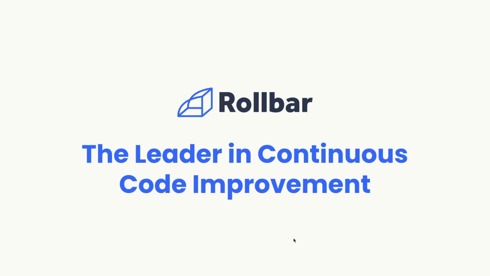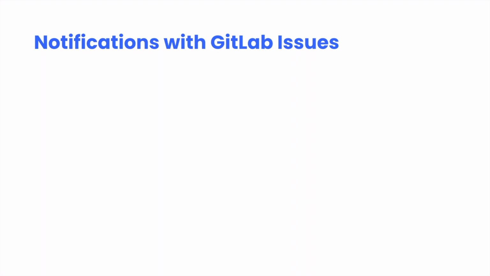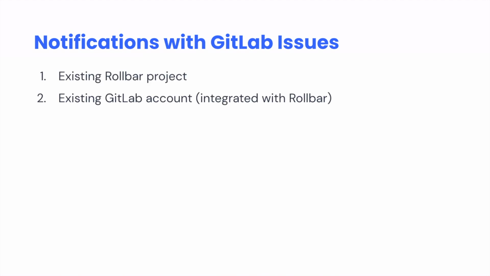In this demonstration, we're going to talk about how you can integrate GitLab issues with a project in Rollbar. But before we get into that, I just wanted to level set and make sure we're on the same page. We're making a few assumptions at the very beginning. The first is that you already have created a Rollbar project and it has received some errors. And secondly, that you have a GitLab account created that's been integrated with Rollbar.